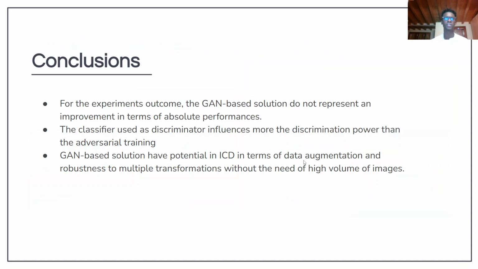So the conclusions are that for the experiments, the GAN-based solution did not represent an improvement in terms of absolute performance. The classifier used as discriminator influences more the discrimination power than the adversarial training. But GAN-based solutions have potential for image copy detection in terms of data augmentation and robustness to multiple transformations without the need of a high volume of images. So we can generate similar images just by using GAN.